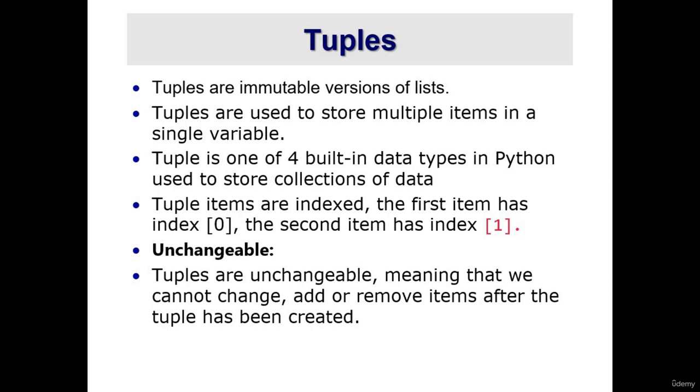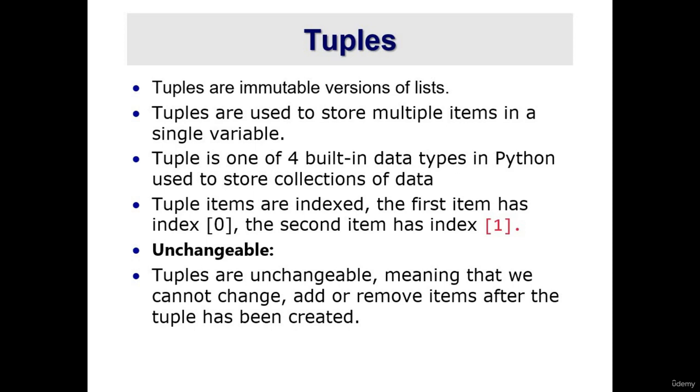Tuples are used to store multiple items in a single variable, right? Like we did in a list, we are storing multiple items of different data types in a single list. They are quite similar to the list. Tuple is one of 4 built-in data types in Python used to store collections of data. We already knew that all the sequences, like list, string or tuples, are used to store collections of data.